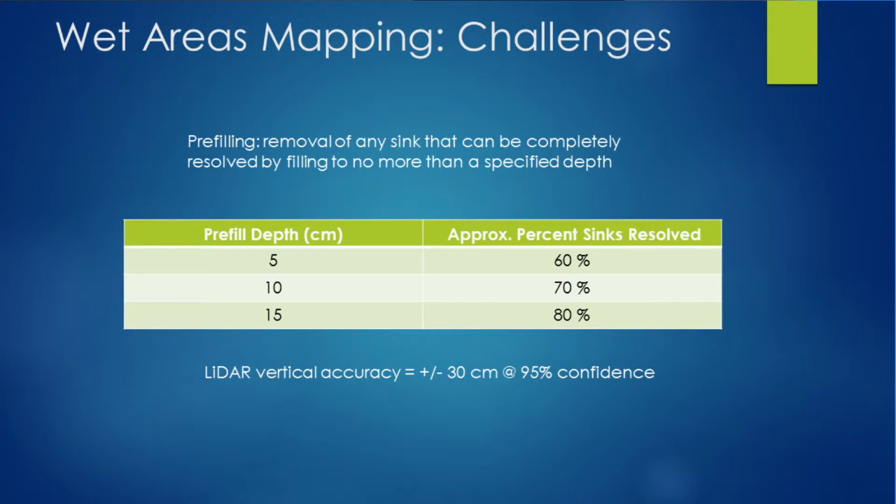The impact of pre-filling can be fairly substantial. By just modifying our pre-fill depths, if we fill every sink at 5 centimeter depth, we can actually remove about 60% of all the sinks across the landscape. By filling up to about 15 centimeters, we can remove up to 80%. And we're considering millions and millions of sinks when we're talking about 25 million hectares of processing area, right? With very, very minimal impact on the actual vertical data in the majority of the tiles.